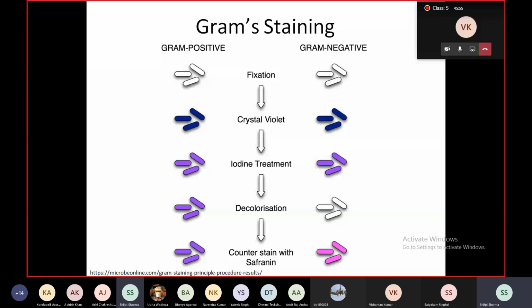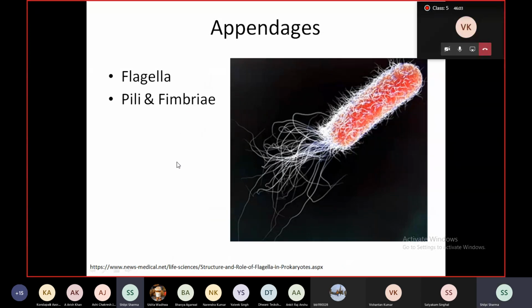So after having covered the cell envelope, let us now talk about the appendages that prokaryotic cells possess. Now there are two types of surface appendages that are commonly found on some bacterial species. They are the flagella, which are organs of locomotion, and pili. Now there's a discrepancy in the nomenclature here. Some scientists use the terms pili and fimbriae interchangeably, while others consider the two to be two different structures.